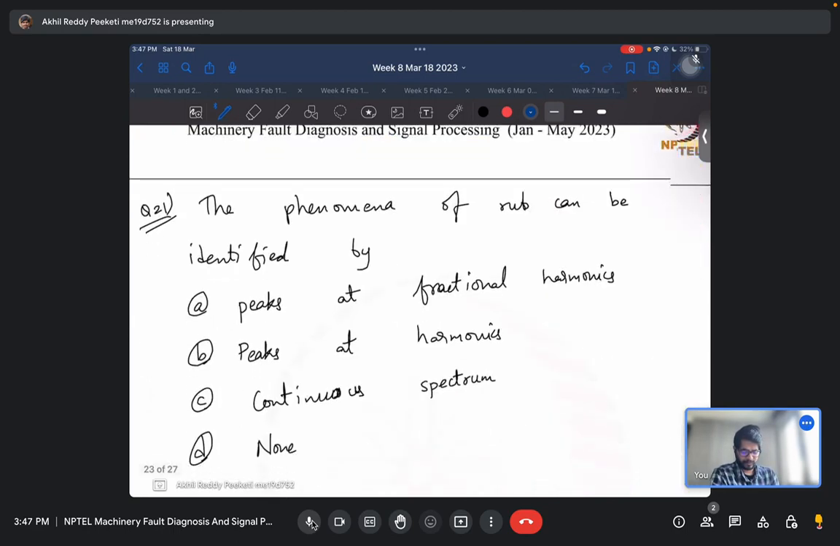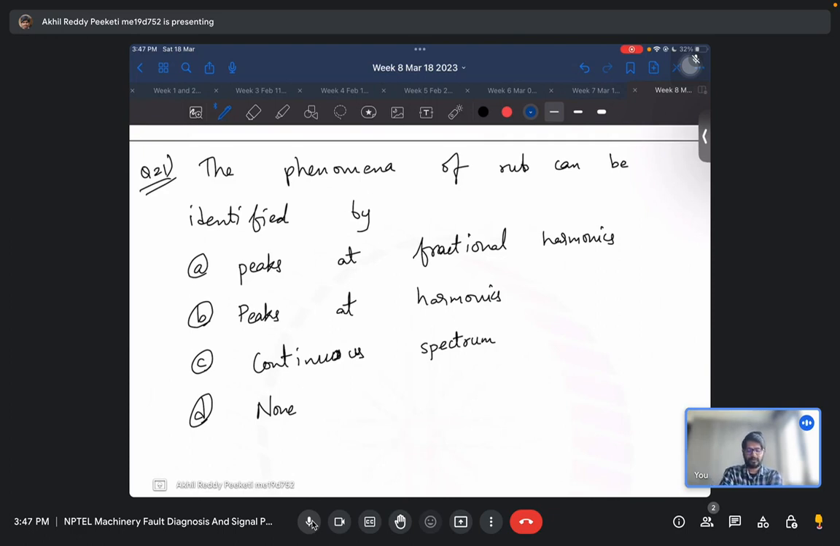Now let's move to the next question. This question is rub. Now, how can we identify a rub? The phenomenon of rub can be identified, again in the frequency spectrum, by the characteristic frequency response when you have a rubbing kind of fault happening. We'll have peaks at the fractional harmonics, or peaks at harmonics, or a continuous spectrum.